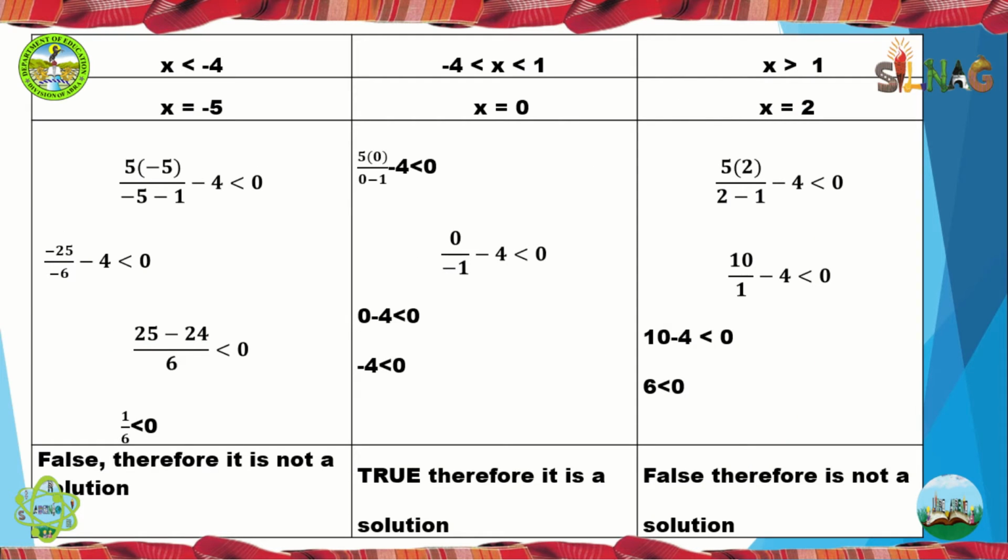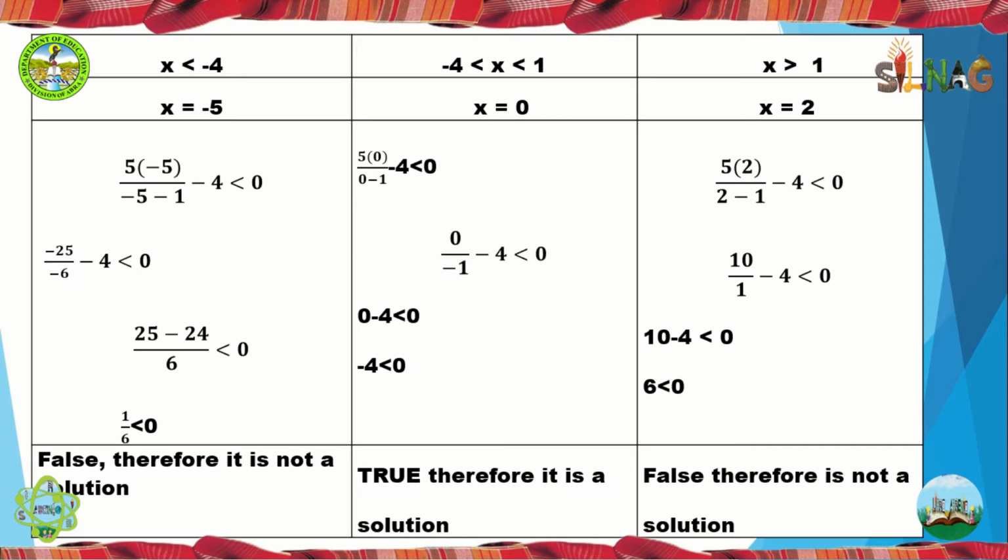So we have the first interval: x is less than negative 4. Then the second interval is x is greater than negative 4 but less than 1. And then the third interval is x is greater than 1. Let us now determine which portion of the given number line will satisfy the given inequality.